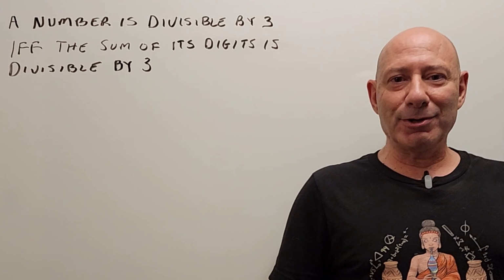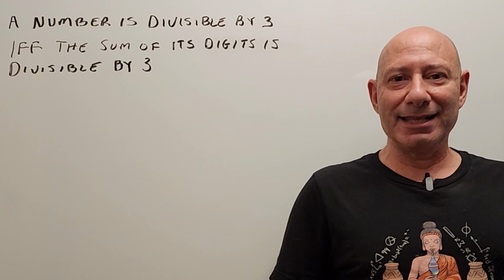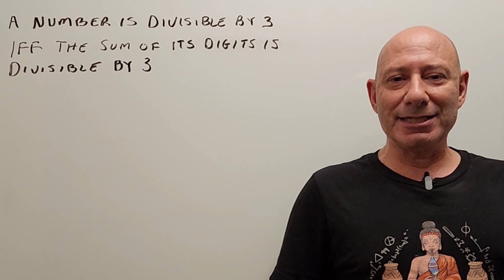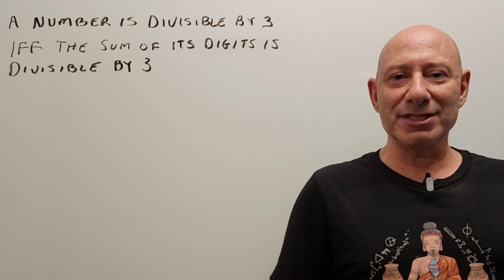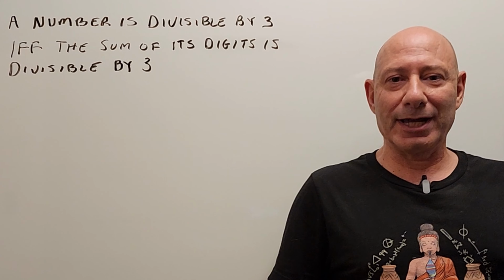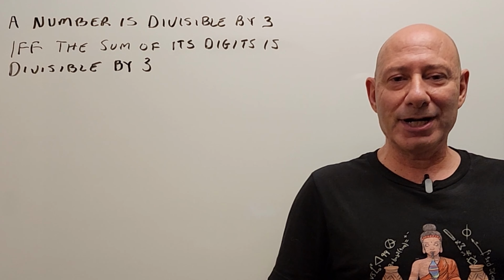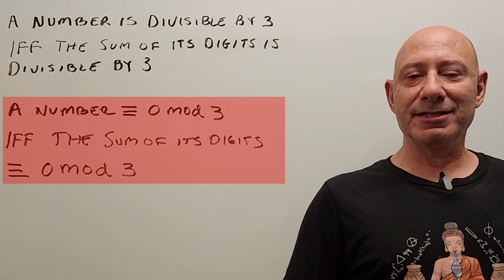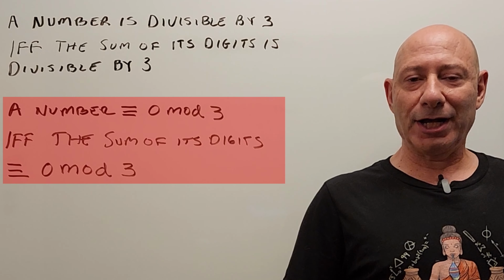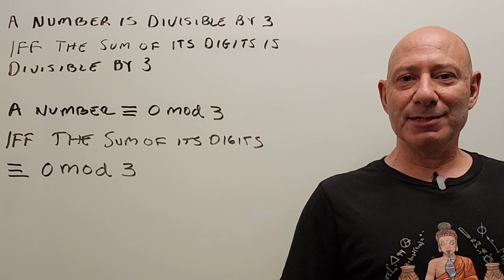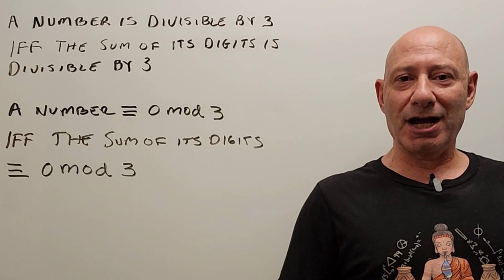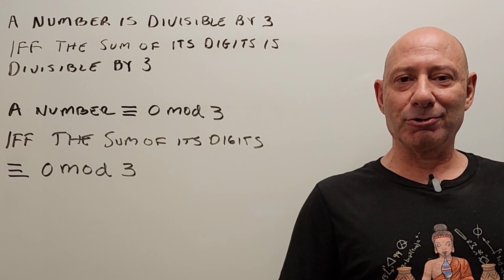Another way of saying that a number is divisible by 3 is saying that the number is congruent to 0 mod 3. If a number x is congruent to 0 mod 3, then by definition, x minus 0 is divisible by 3, which is the same as saying that x is divisible by 3. So let's rewrite this statement accordingly. A number is congruent to 0 mod 3 if and only if the sum of its digits is congruent to 0 mod 3. And the way we're going to prove this is by showing that every number is congruent to the sum of its digits. So they're both congruent to 0, or neither is congruent to 0.